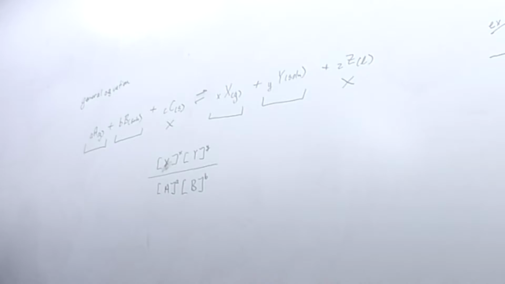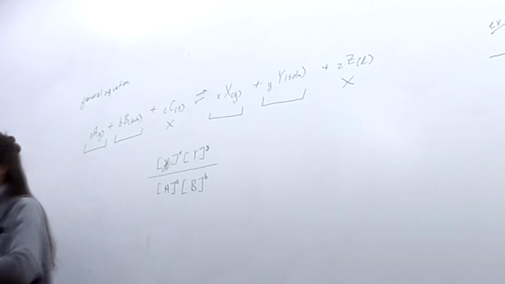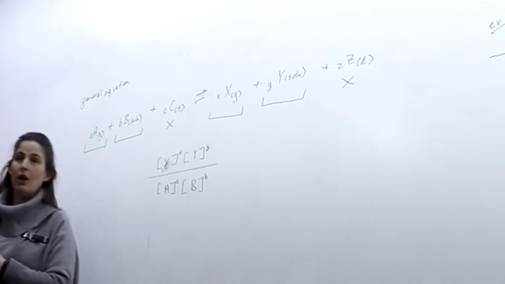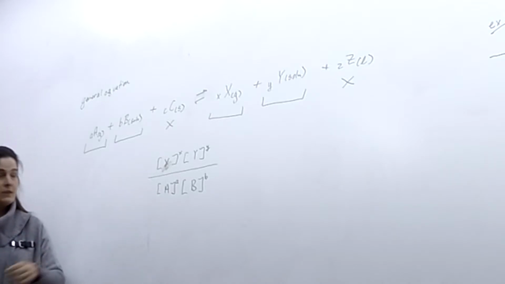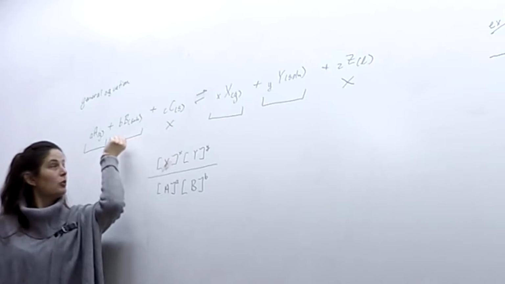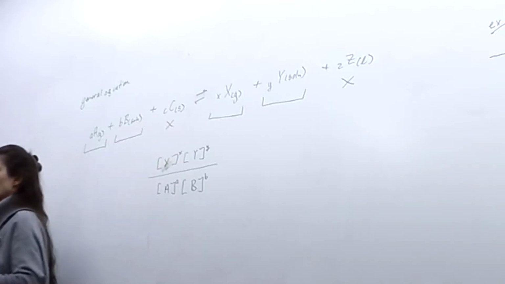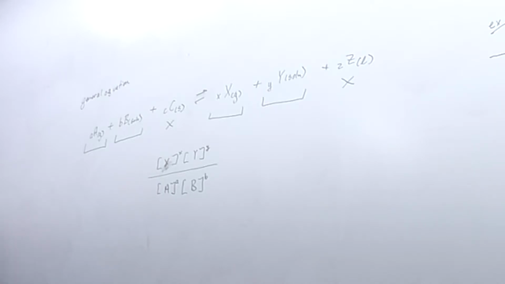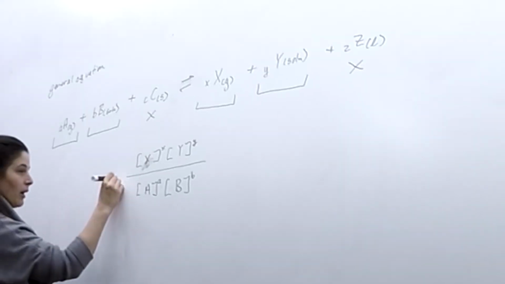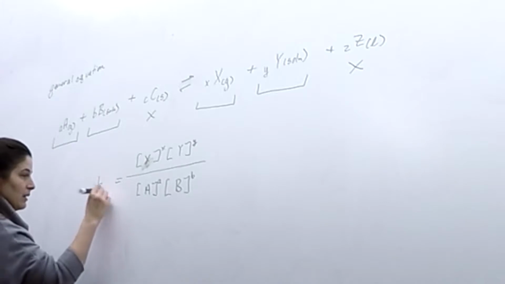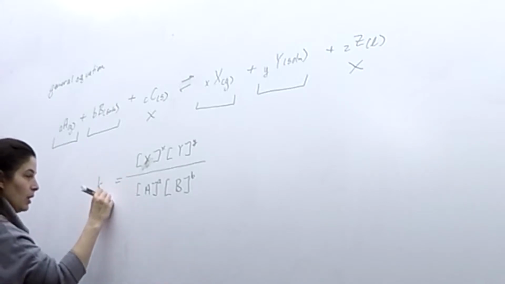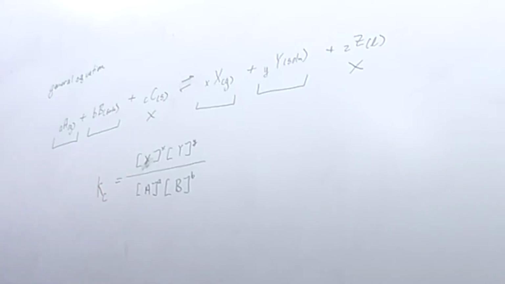So again, just like with our elementary steps that we did for our rate laws, we are also going to be directly using the coefficients, and they are going to become our exponents. So that is how we are going to write these out. And if we are in equilibrium, again, this ratio will be considered the equilibrium constant between those two. So that's how we're going to write these ones out.